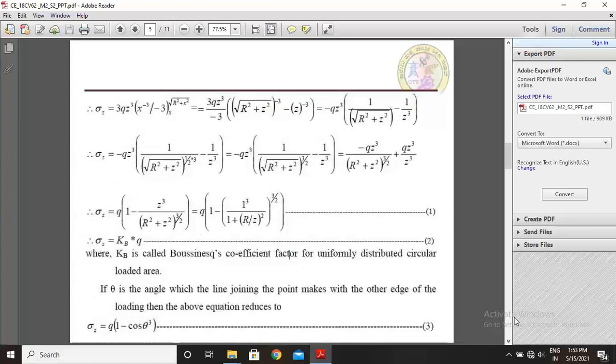Therefore sigma z equal to 3q z cube into, substituting the value here, x raised to minus 3 divided by minus 3, with limits x from z to root of r square plus z square after integration. Now simplifying these equations, 3q z cube by minus 3, substituting the limits, upper limit minus lower limit. So solving the equation, this becomes minus q z cube into 1 by root of r square plus z square minus 1 by z cube. Therefore sigma z equal to minus q z cube times 1 by root of r square plus z square to the power of 1 by 2 into 3, minus 1 by z cube.